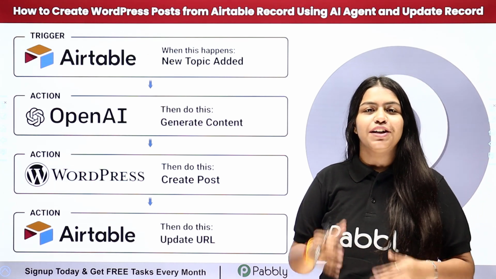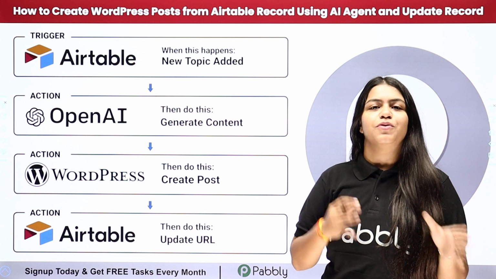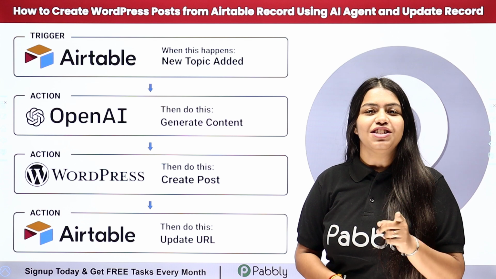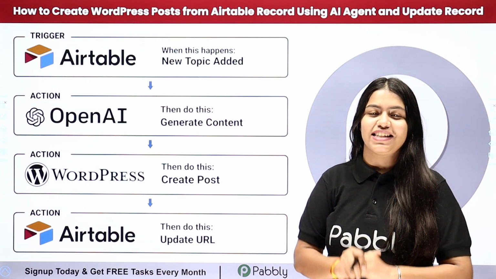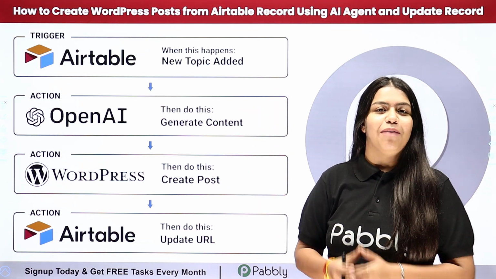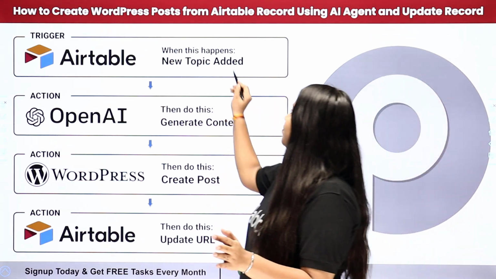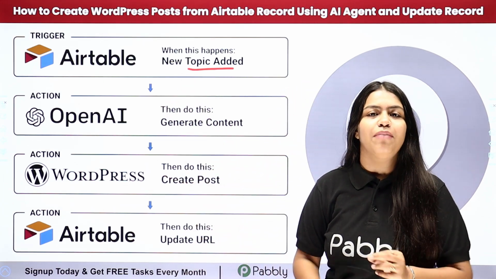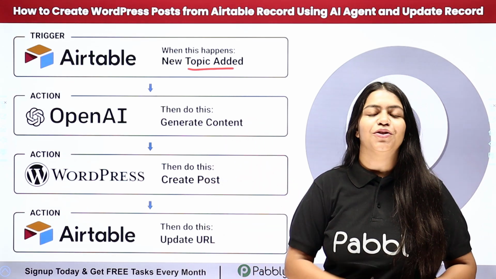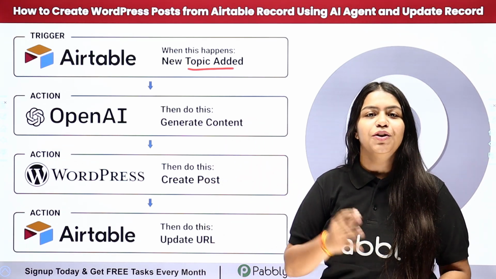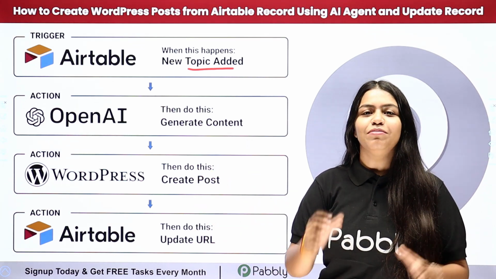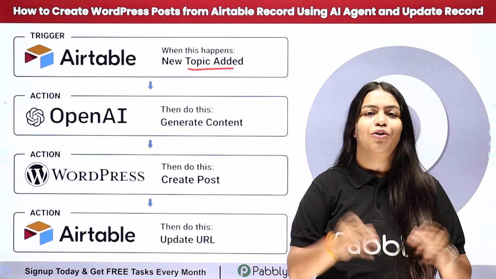So over here I'm running a digital marketing agency and we also regularly post on our WordPress account, but we were doing it manually and this is such a time consuming and tedious task. So to solve this problem I've simply created this automation where as soon as I add the blog topic and the target audience in my Airtable account, automatically my AI agent, which is OpenAI, is going to generate me the content. And further, using this automation, I'm going to post that content on my WordPress account and update the blog link in my Airtable account once again.